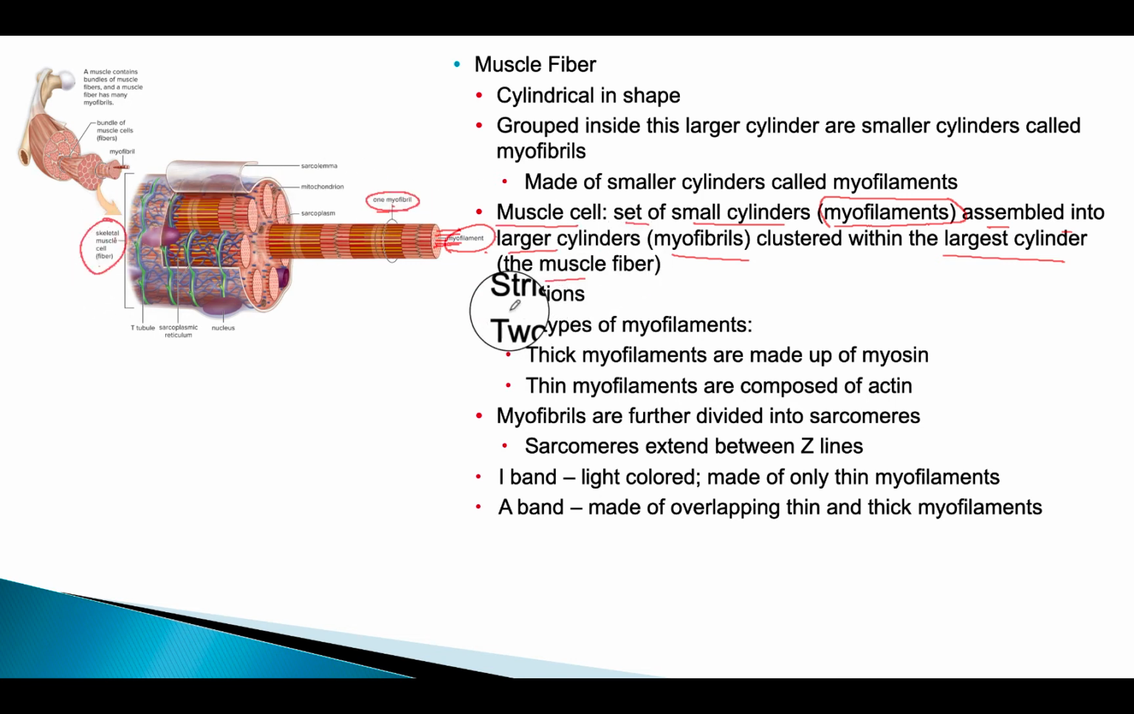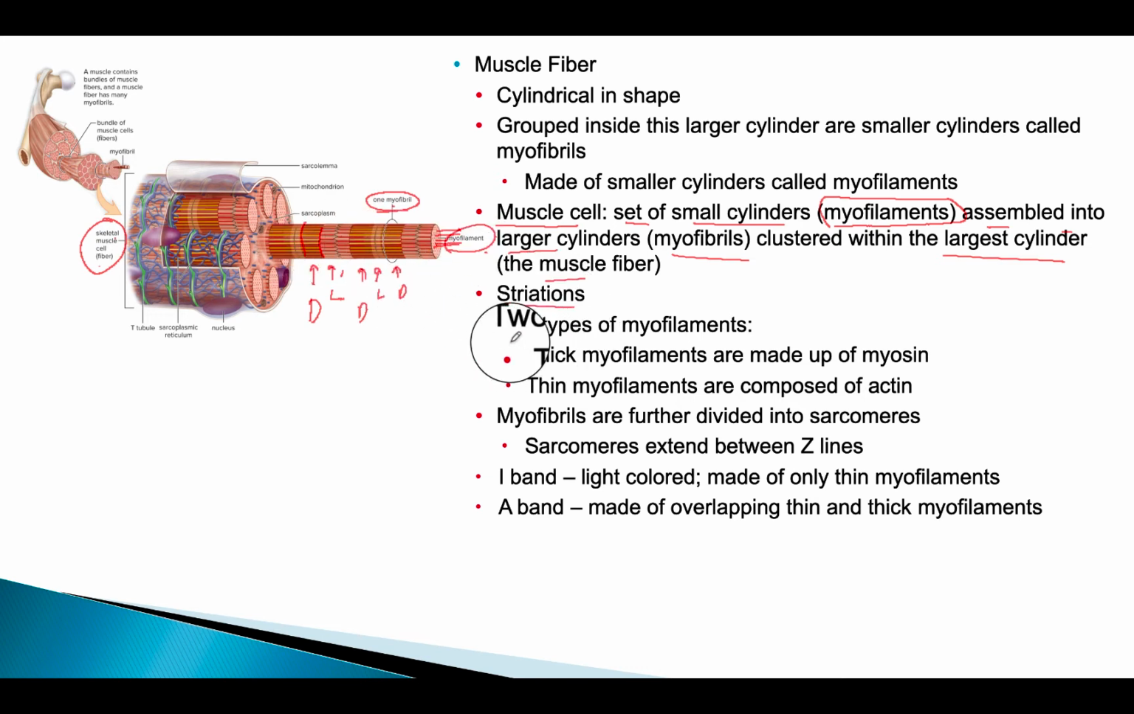Okay. We have striations that are found here. So these would be the striations that I mentioned previously as well. As you can see over here, this area is darker compared to this area right over here, or to this area right over here. So this would be the dark, this would be the light, this would be the dark, this would be the light, this would be the dark. You guys get the idea. So those are your striations right there.